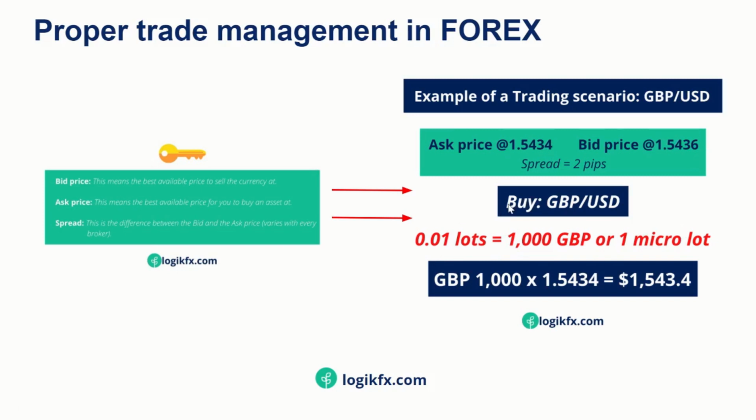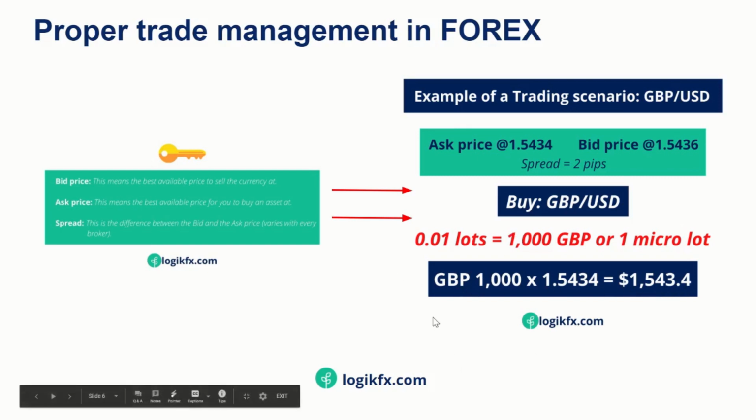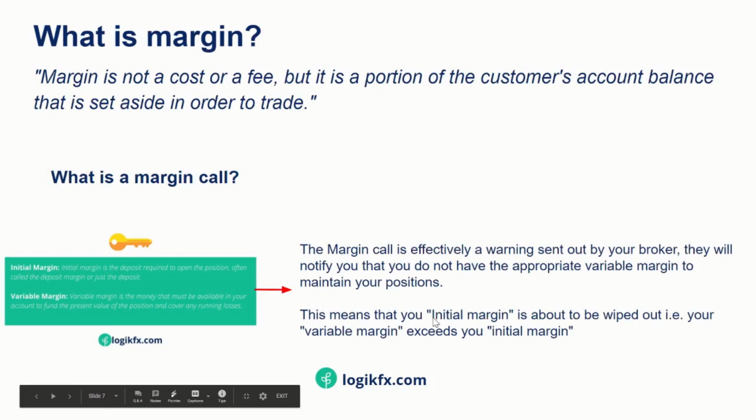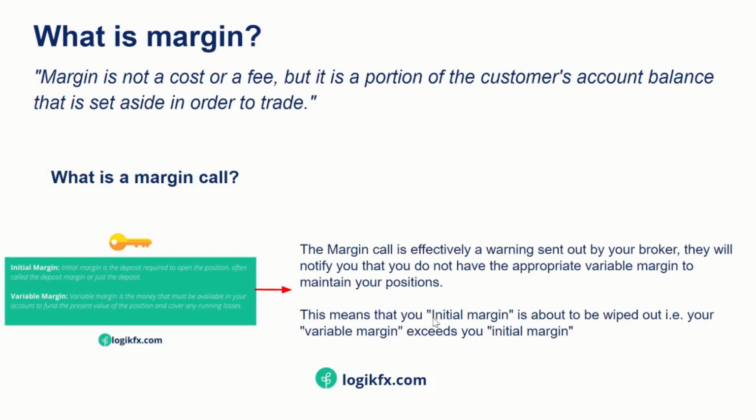So what we're going to be doing is buying GBP USD. So we're going to be looking at the asking price. We're going to be trading 1 micro lot, so that's 0.01 lots, and we're going to be shifting around 1,000 units of Great British pounds. Now we do not need £1,000 to complete this trade, but we do need enough money to maintain this position, and you can see the equation at the end there. So without further ado, let's get on to margin.